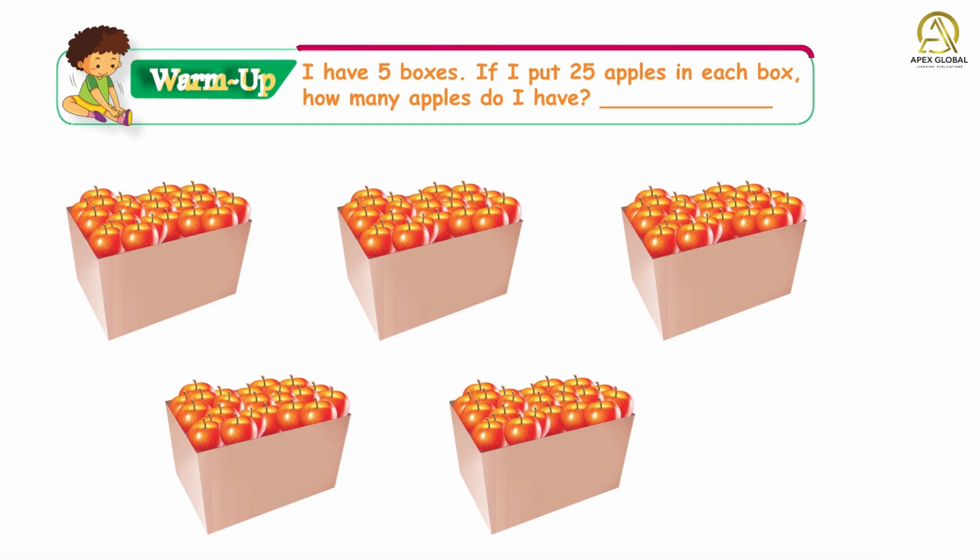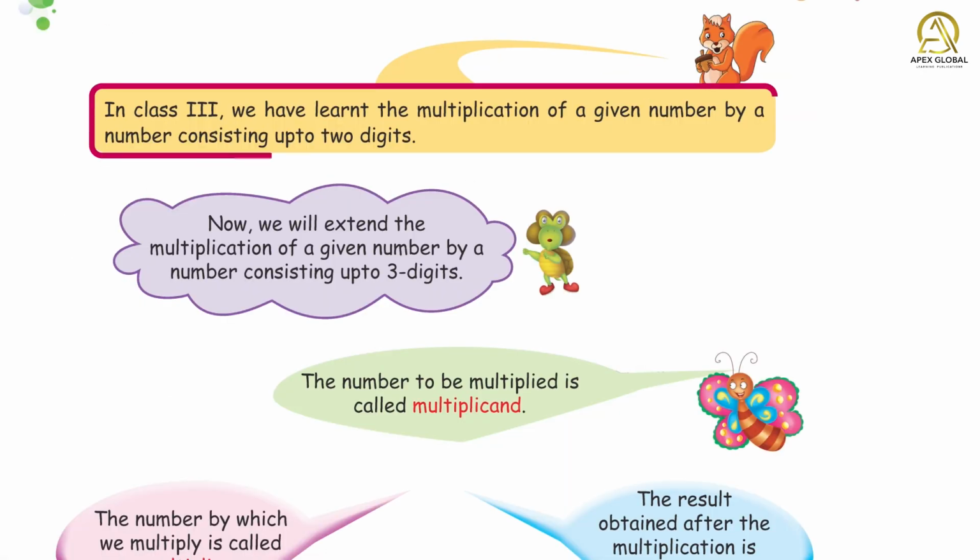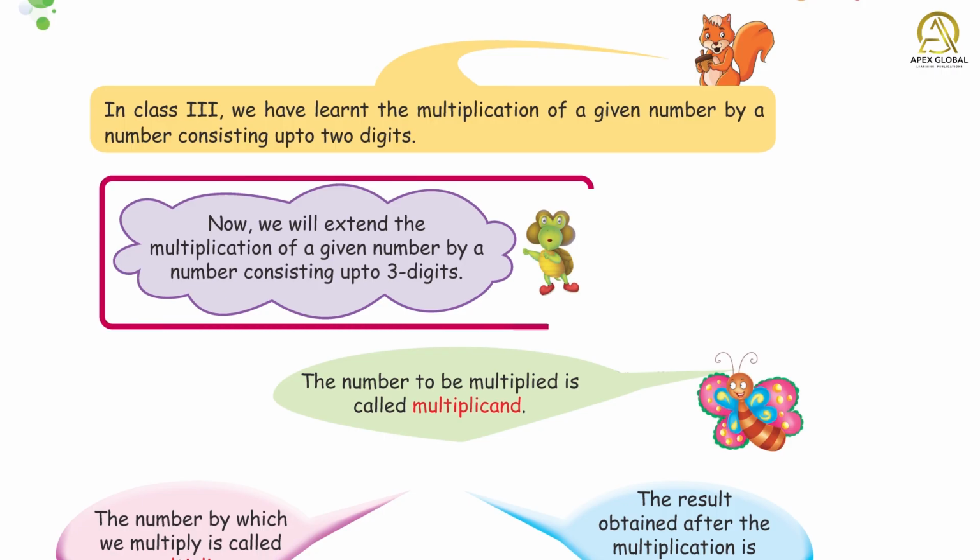Warm up. I have 5 boxes. If I put 25 apples in each box, how many apples do I have? In class 3rd, we have learned the multiplication of a given number by a number consisting of up to 2 digits. Now, we will expand that to multiplication of a given number by a number consisting of up to 3 digits.